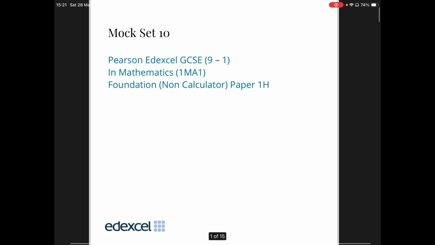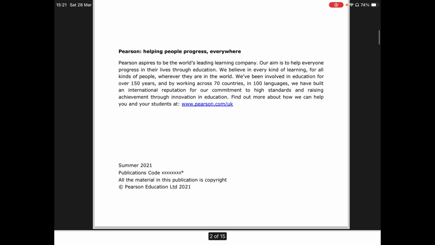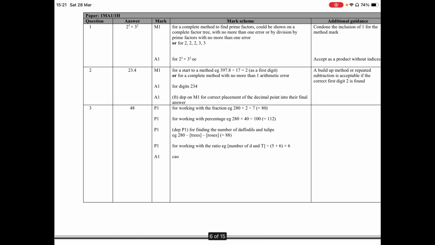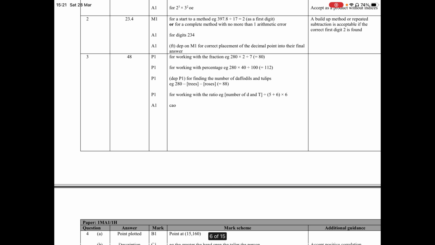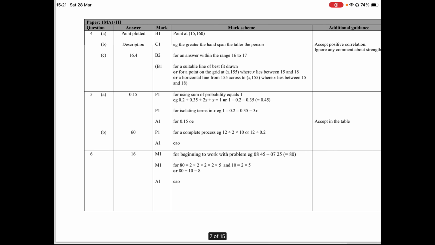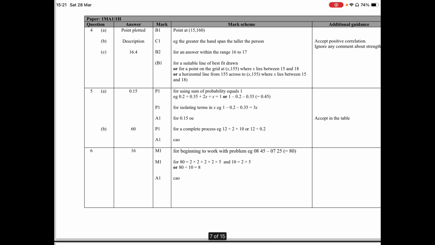Here's a mock set paper 1, so let's have a little look, shall we? You know all this stuff already, don't you? Okay, so questions 1 to 3. We love to see it. Number 4, 5, and 6. I'm going to stop talking now.